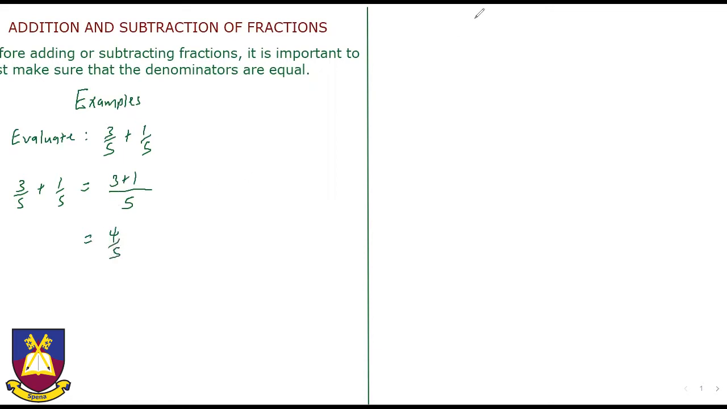This is the same idea we could use in subtraction. Evaluate 3 over 5 minus 1 out of 5. Before you subtract any fractions, make sure the denominator is the same. Here it's already the same, so we just subtract the numerators. 3 minus 1 gives us 2 out of 5.